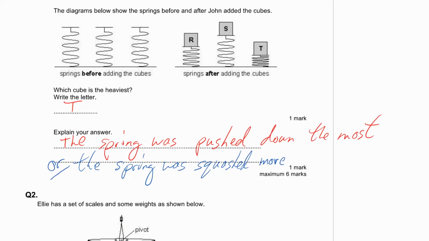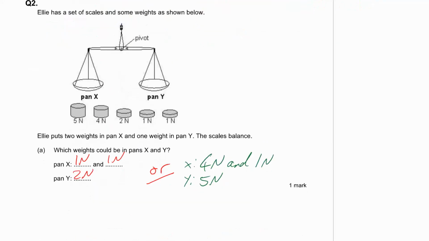Next question, which cube is the heaviest? Write the letter. So in this diagram, we can see that T has been forced down a lot shorter than, say, S or R. So the force, again due to gravity, of T is that much bigger. So T should be the answer. And again, very similar to the previous question, you could say the spring was pushed down the most, or the spring was squashed the most, or something along those lines.